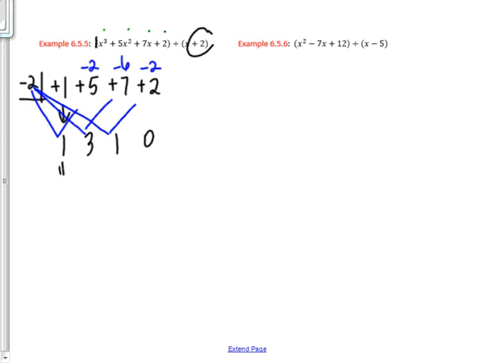Okay, but let's write our answer. That becomes 1x to the second, because I got to go 1 less, plus 3x plus 1. Now there's no need, don't do this. If you don't have a remainder, you don't have that part. You can just leave it off and give me this.